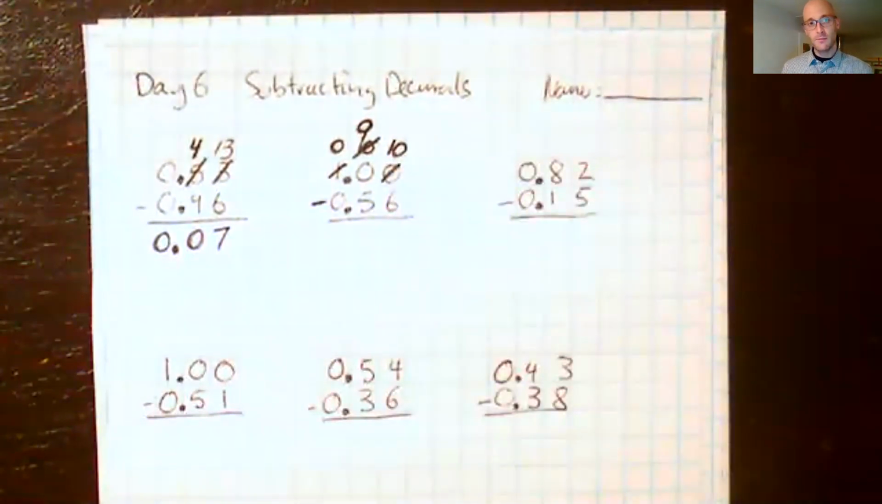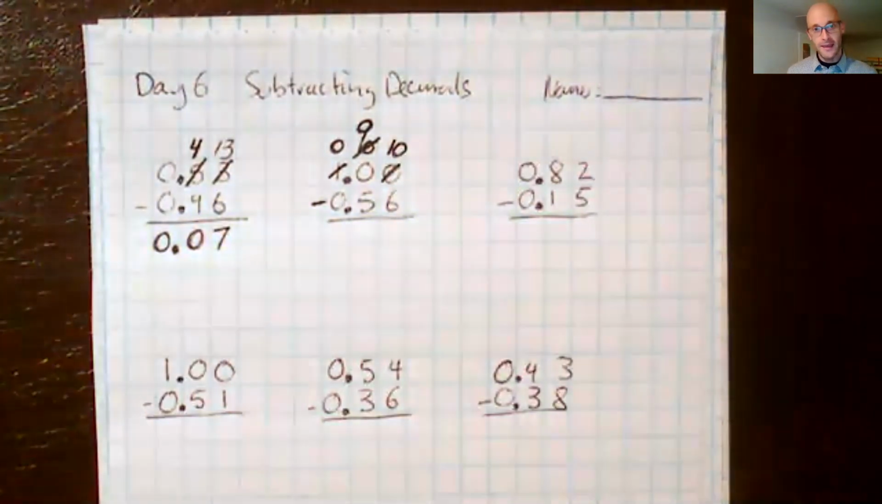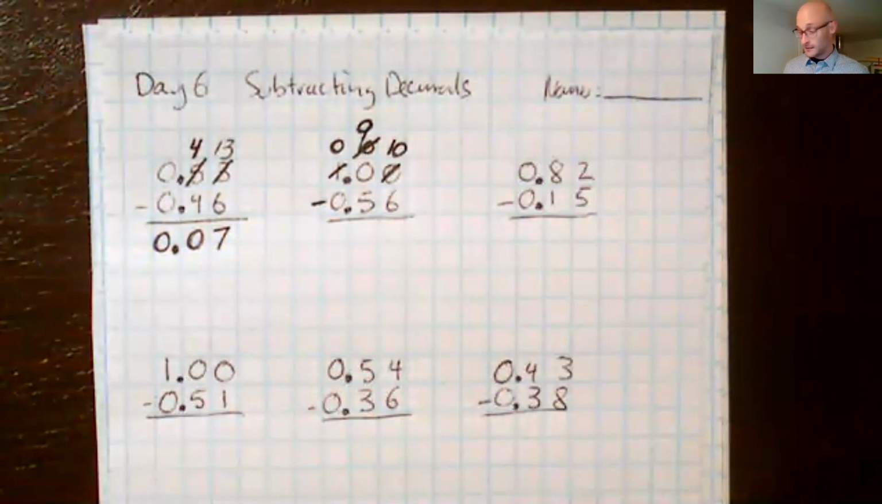So that was a 2-step process for regrouping there, where I temporarily renamed $1 as 10 dimes. And then I renamed those 10 dimes as 9 dimes and 10 pennies. If you think about it, that still equals 100 cents or $1. But now it's in a much more useful format from which to take away and subtract.